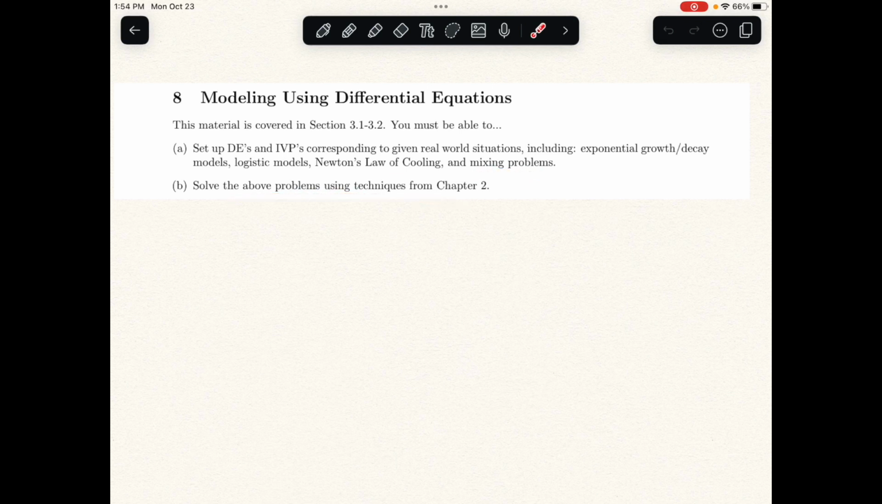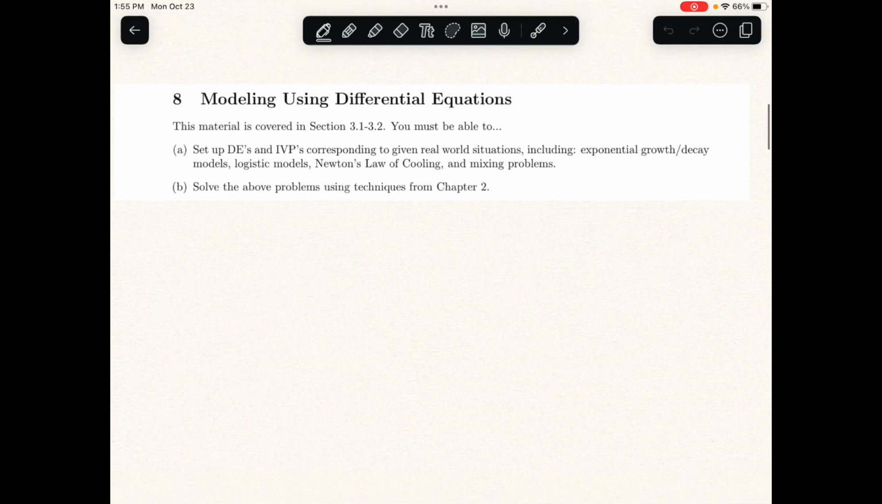All right. So for example, if you had something that was an exponential growth model, you would need to set up a differential equation for that exponential growth model. That's usually saying something like the rate of change of population is proportional to the population present. So the differential equation that goes along with that would be dP/dt equals k times P, because it's saying that the rate of change of population is proportional to the population present, which is P.